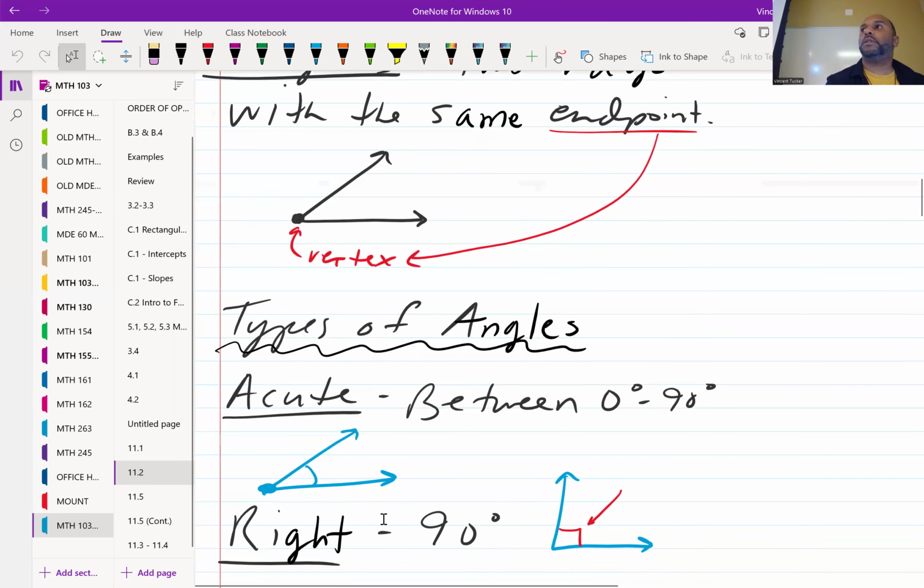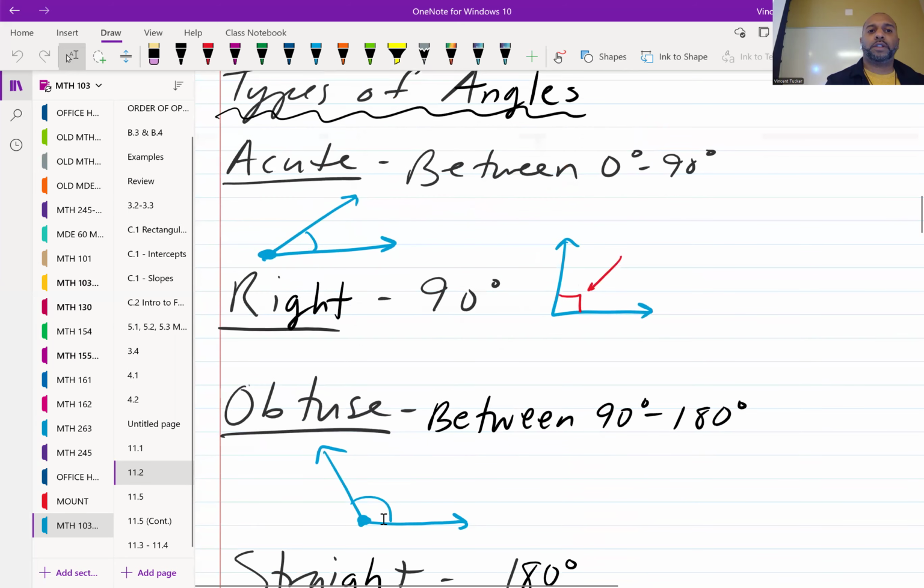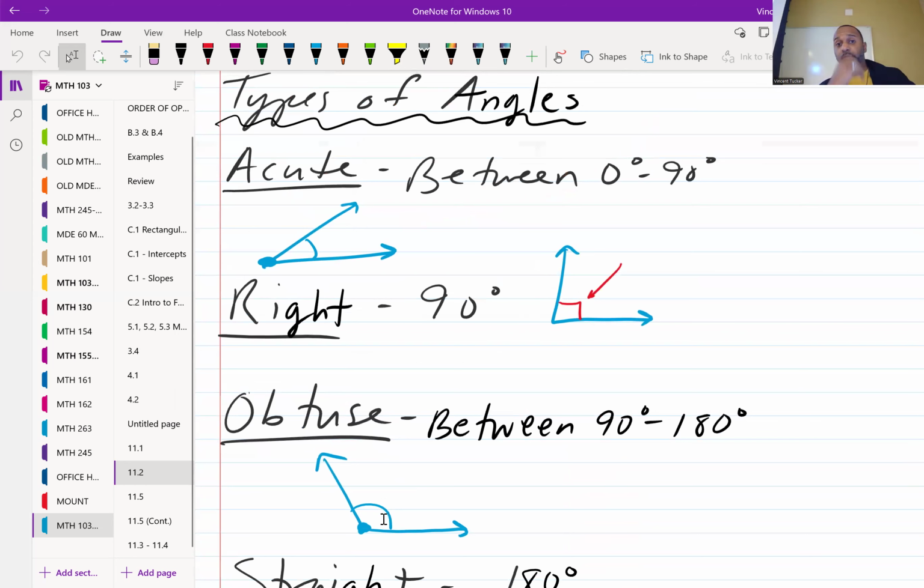Everybody good? All right, so let's look at these types of angles. So the first one is acute. That's when your angle is between 0 and 90 degrees. Right angle, 90 degrees. Obtuse is when your angle is measured between 90 degrees and 180.